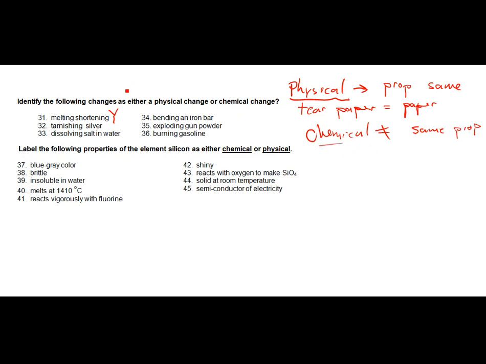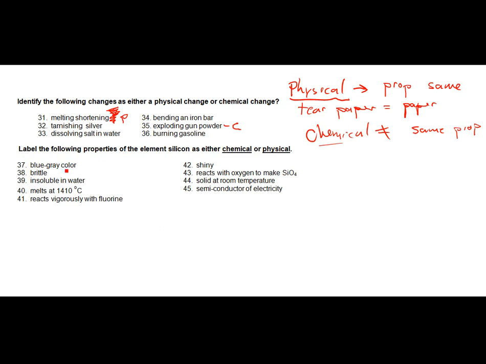All right, so if I explode gunpowder, I no longer have a black powdery substance that I can carry around with a bullet. I have a very hot gas that is completely different in chemical properties. So we would say that this is a chemical. I don't know why I put a Y here. I just realized it is a P for physical.